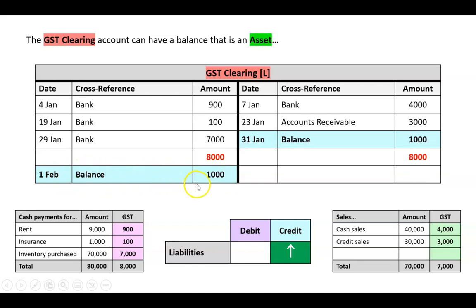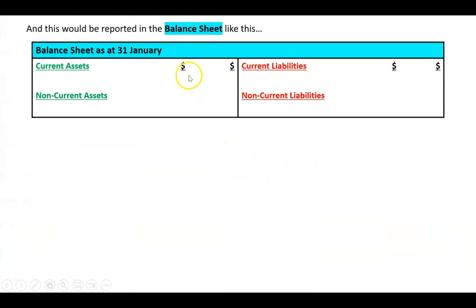Now, liabilities can't have debit balances. That doesn't make sense. That'll be like a negative liability. So what we say is this GST clearing account changes from being a liability to actually being an asset. Okay, so in this case, it's an asset of $1,000 and it has a debit balance. And so what we say is in the balance sheet, normally GST clearing is probably going to be over here in current liabilities. It would actually pop up here. We would say there's a GST clearing current asset of $1,000.